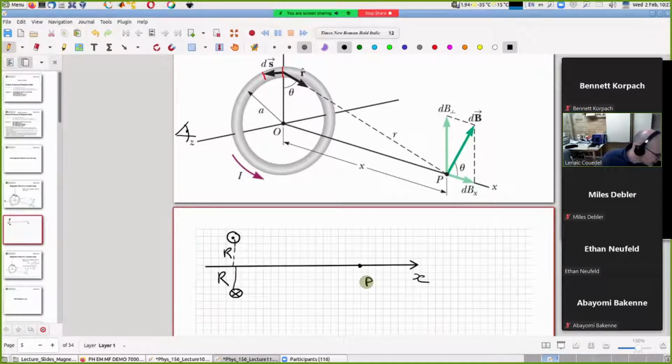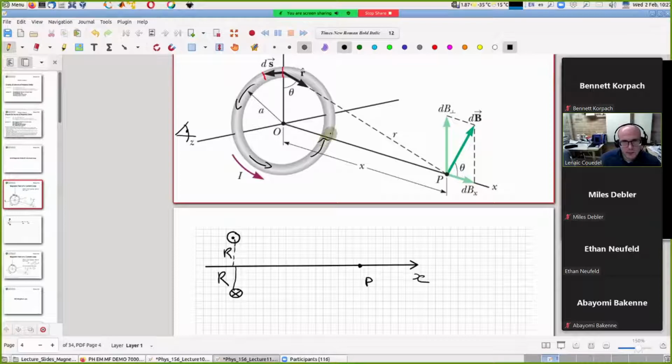Sorry, how do we know that above is towards you and below is away? Because the current is turning like that in the loop of wire. If your eye is on this side and you look there, that angle. Okay, okay. Sorry. Yeah.